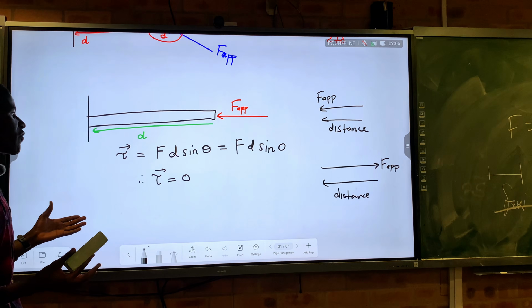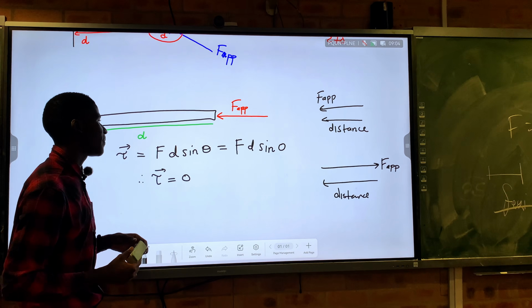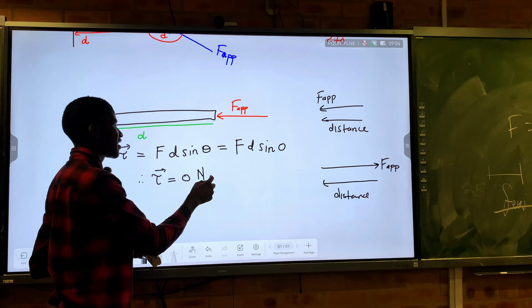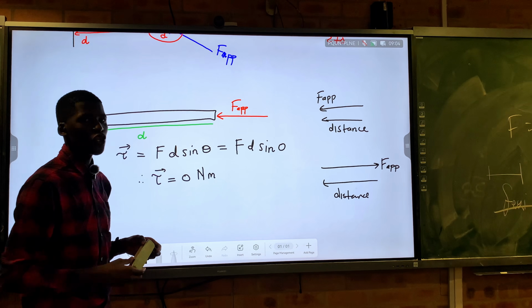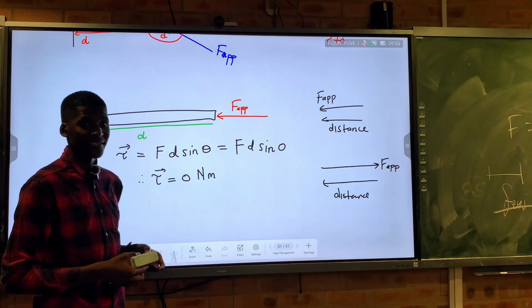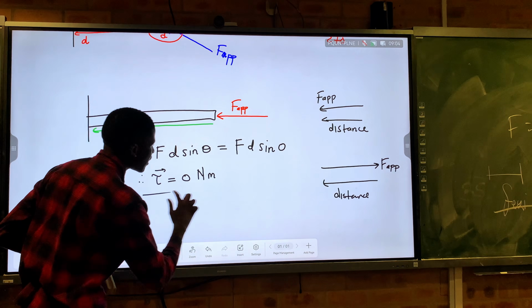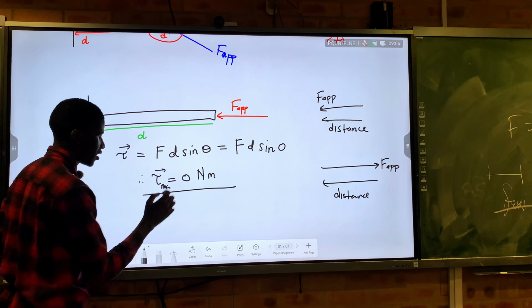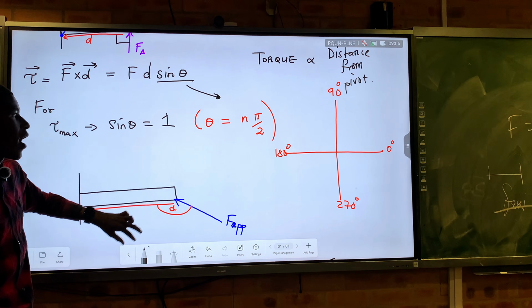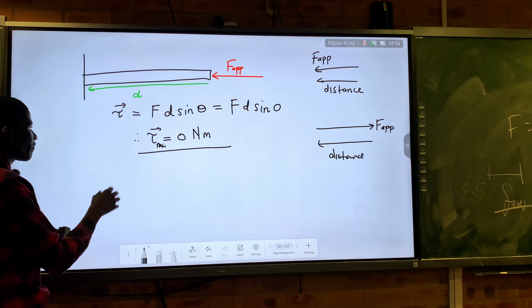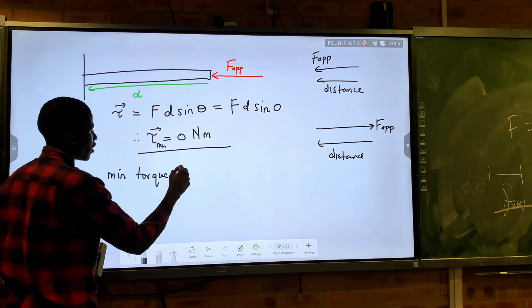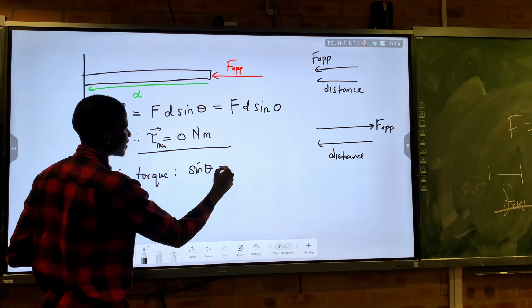And the unit that we use for torque, since we have force multiplied by displacement: force is measured in newtons, distance is measured in what? In meters. So this is newton meters. It's not newtons per meter, it's newton meters. So here this is the minimum torque. The maximum torque we get if sine theta is 1. The minimum torque we get if sine theta is equal to 0.